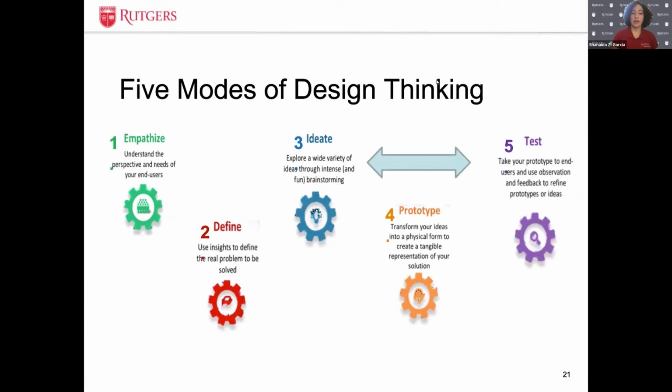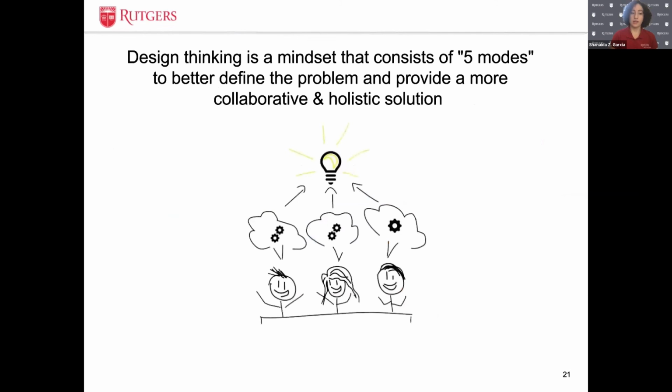There's an arrow there which may signify that a test failed. If you test something and it fails, you ideate again, and then you follow with the prototype and begin with new testing. So design thinking is a mindset that consists of 5 modes to better define the problem and provide a more collaborative and holistic solution.